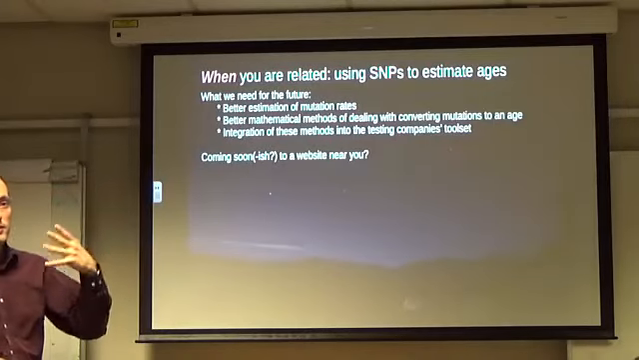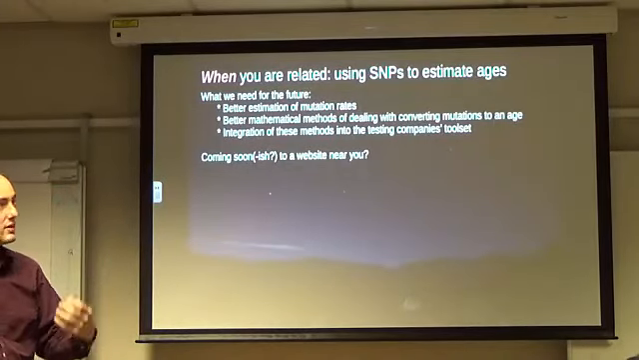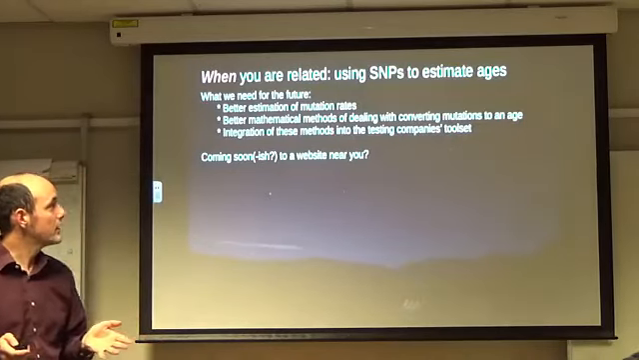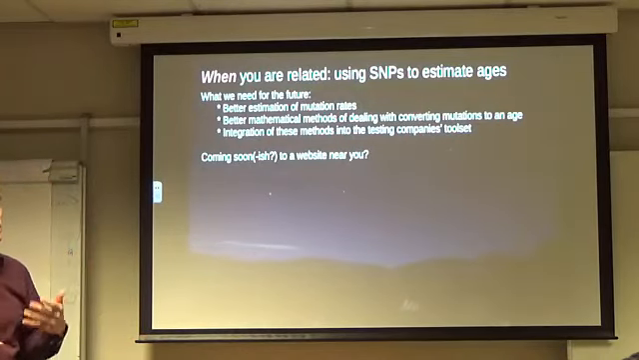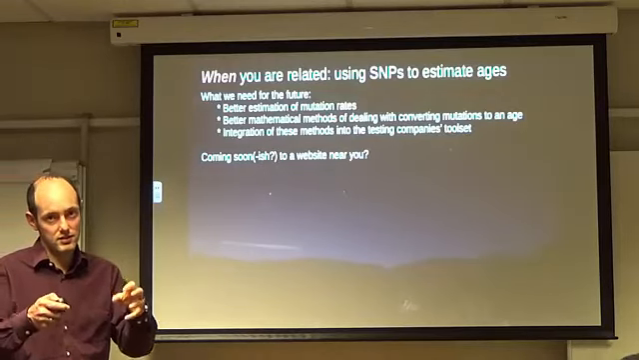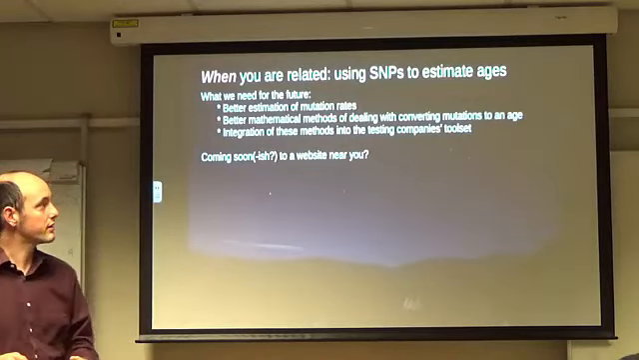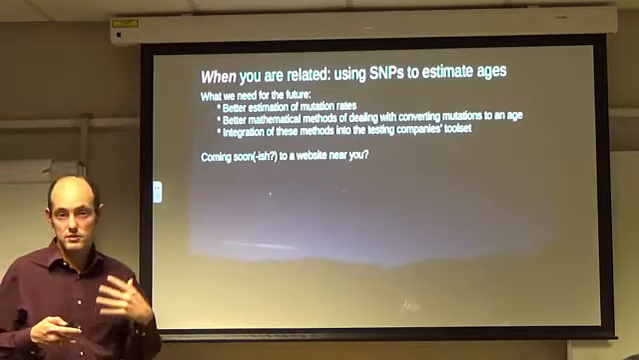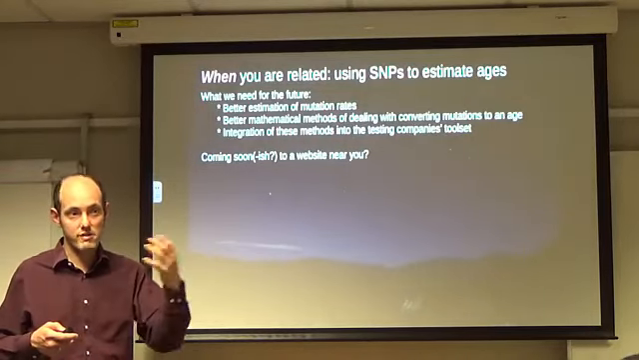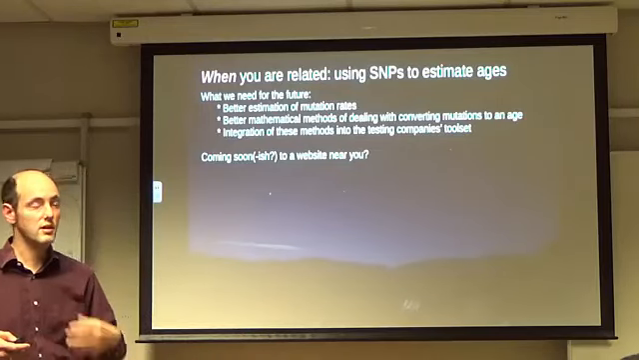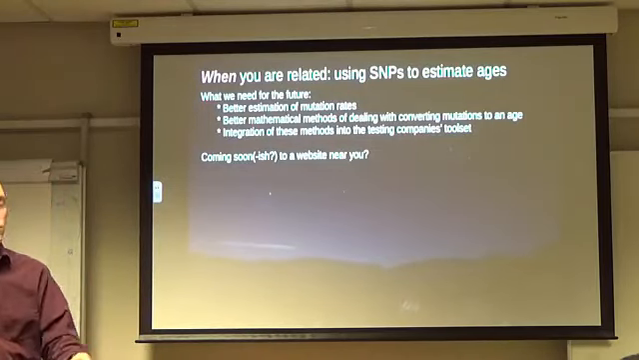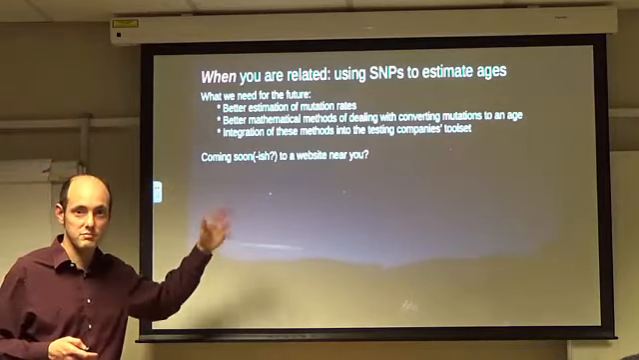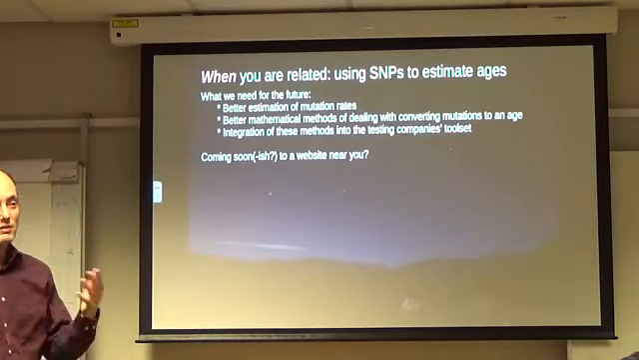So what we need is to better calibrate these mutation rates. We need to better understand them, to reduce the uncertainty involved in here. We need better mathematical methods to account for these problems, and it's something I've been working on the last few months. And we need to integrate these methods either as third-party tools or directly in the testing companies' websites. And this is something we're trying to get funding to do in the future. So hopefully, in one form or another, these kinds of mechanisms are coming to a website near you soonish.